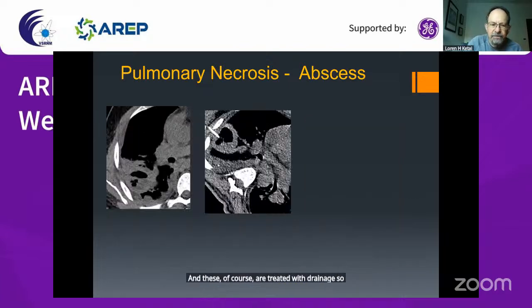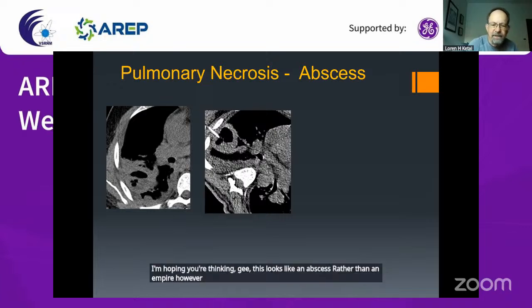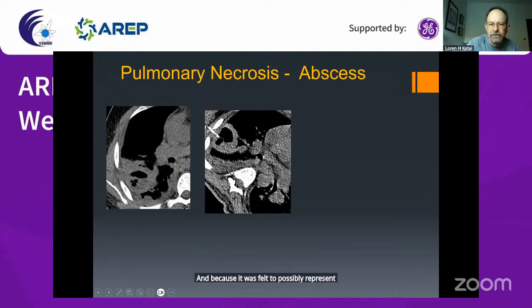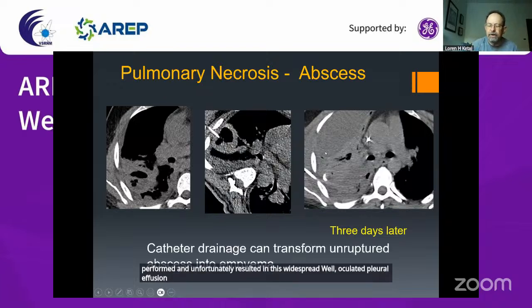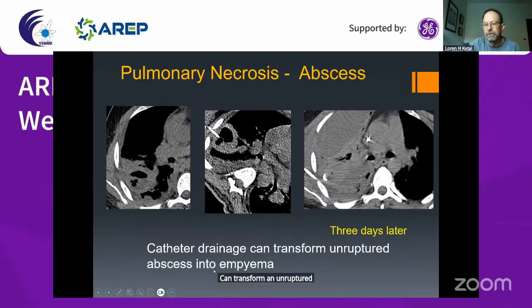So in this case, if you look at this picture, I'm hoping you're thinking, gee, this looks like an abscess rather than an empyema. However, in this case, there was some confusion, and because it was felt to possibly represent an empyema, instrumentation was performed and unfortunately resulted in this widespread loculated pleural effusion. So it's important to remember to make the differentiation on imaging between an abscess and an empyema, because catheter drainage can transform an unruptured abscess into an empyema.